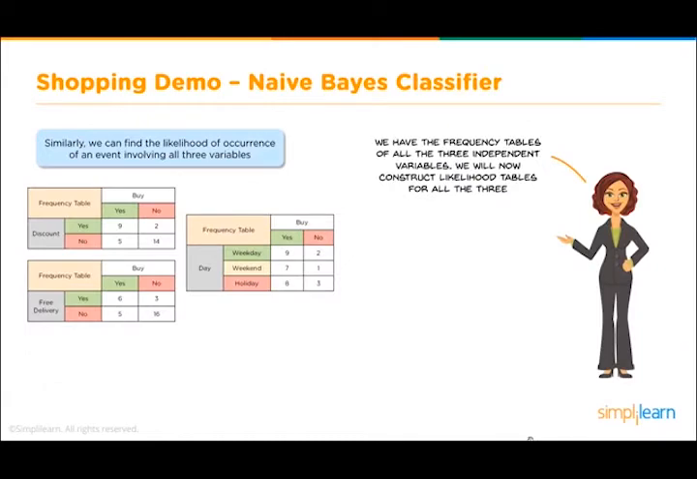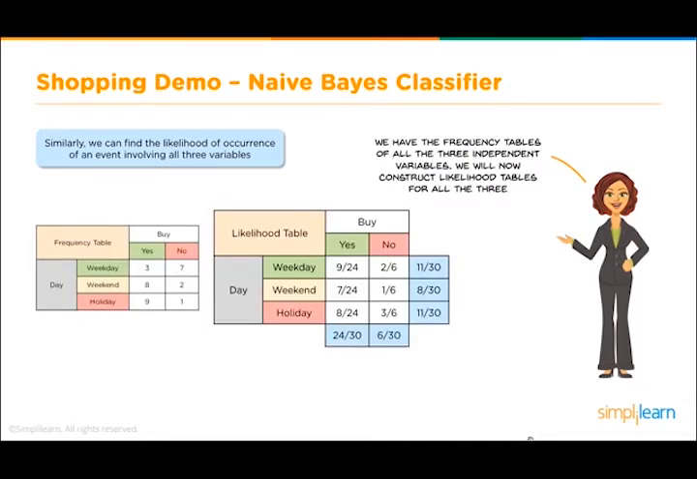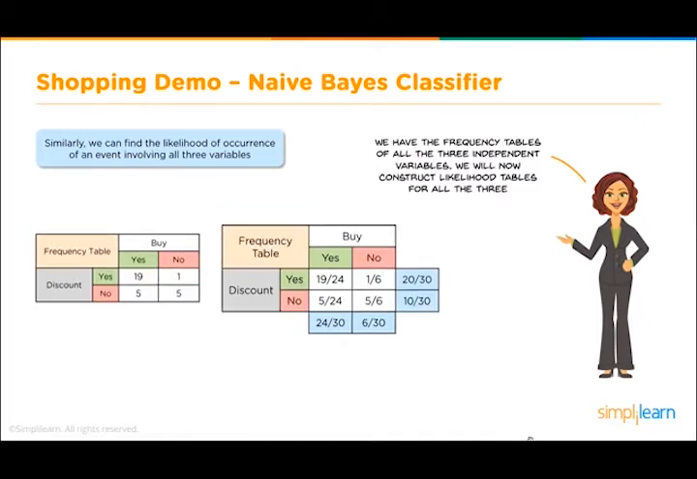Next, we can take the same setup. We have the frequency tables of all three independent variables. Now we can construct the likelihood tables for all three of the variables we're working with. We can take our day like we did before. We have weekday, weekend, and holiday. We filled in this table. And then we can also do that for the discount, yes or no. Did they buy, yes or no? And we fill in that full table.